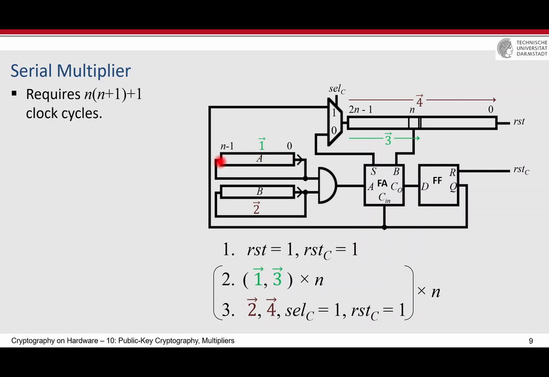Here, as I said, there is a register and it's shifted. You can shift it to the right, and there is a B register which is also shifted to the right, and I have one AND operation here.